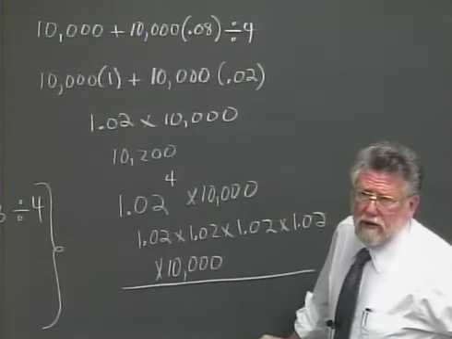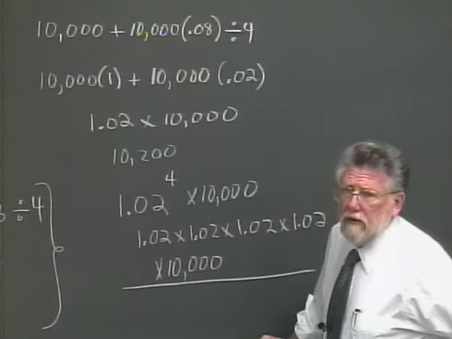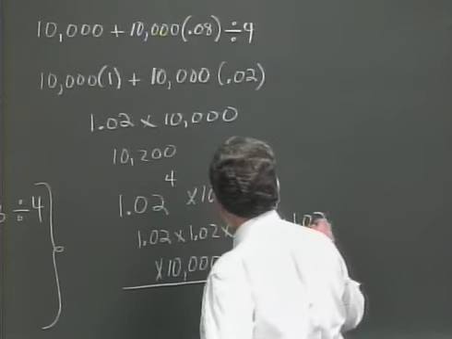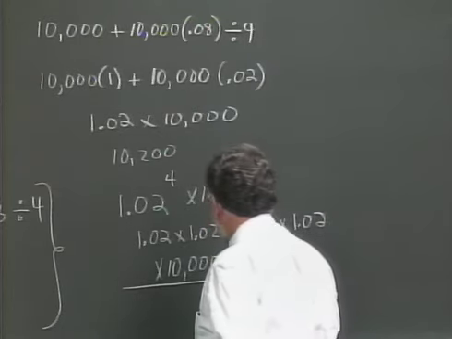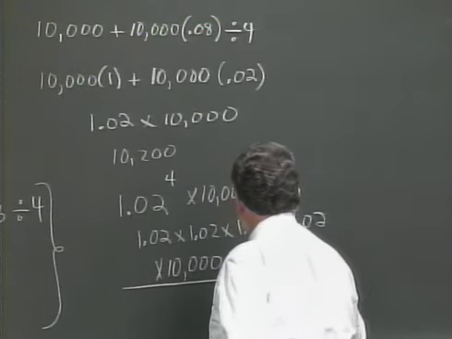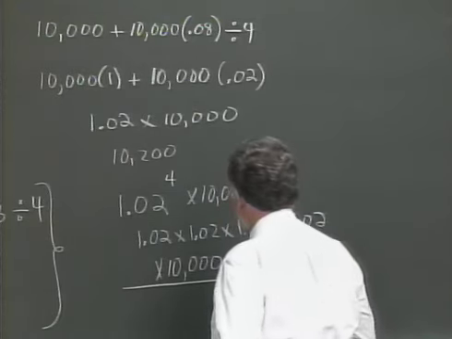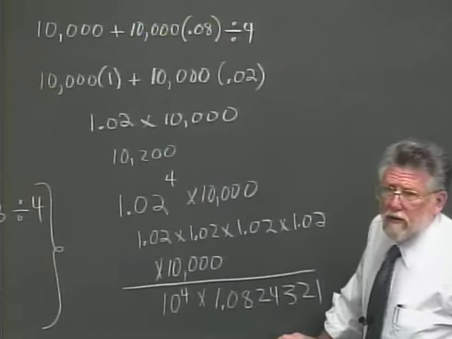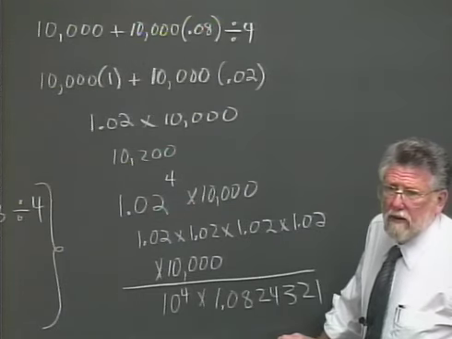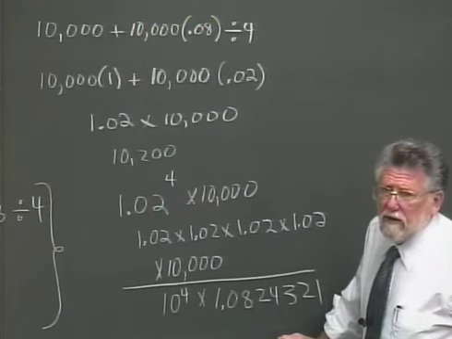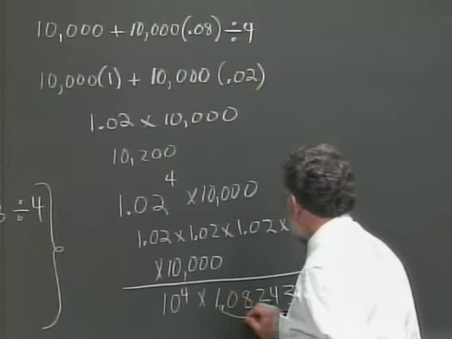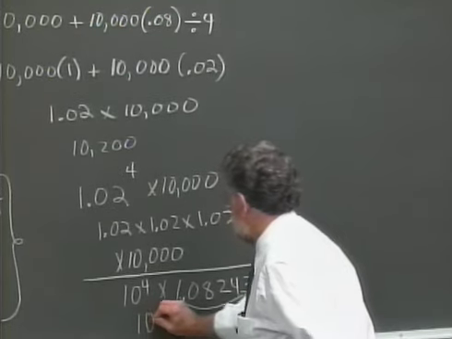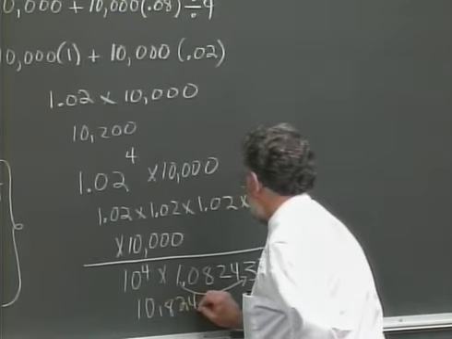So when you take 1.02 times 1.02 times 1.02 times 1.02, what did you get, Adrian? No, I want to know just what 1.02 to the 4th is. 1.08243216. And I'm multiplying that by 10 to the 4th. So what do I do to the decimal point? Move it to the right. How many places? 4 places. So what does that give me? Okay, so $10,824.32.